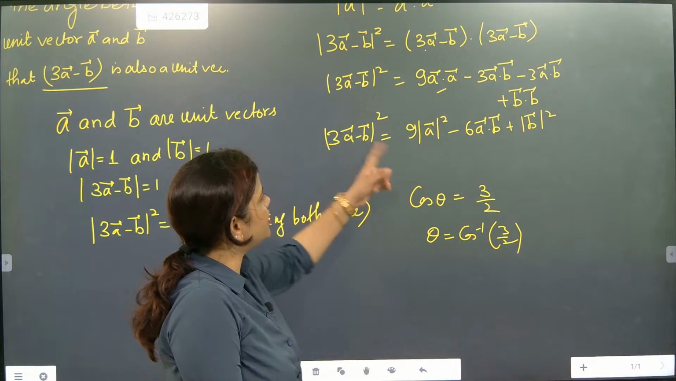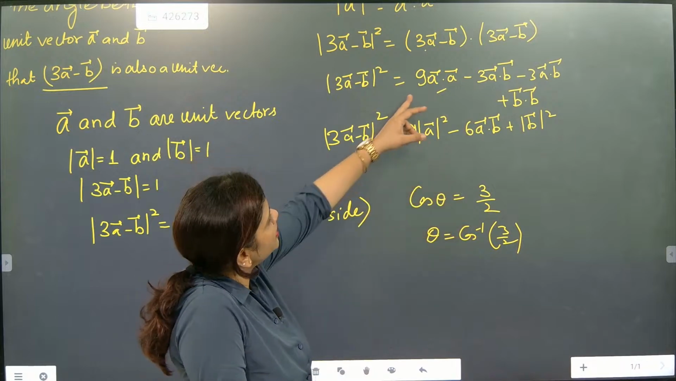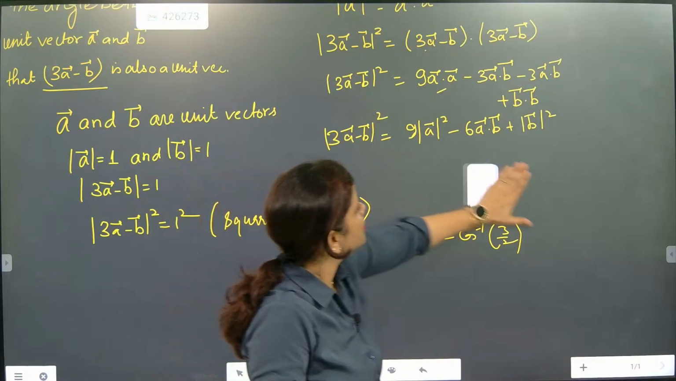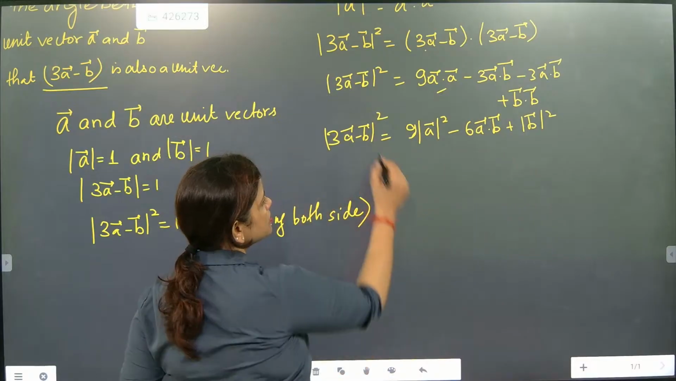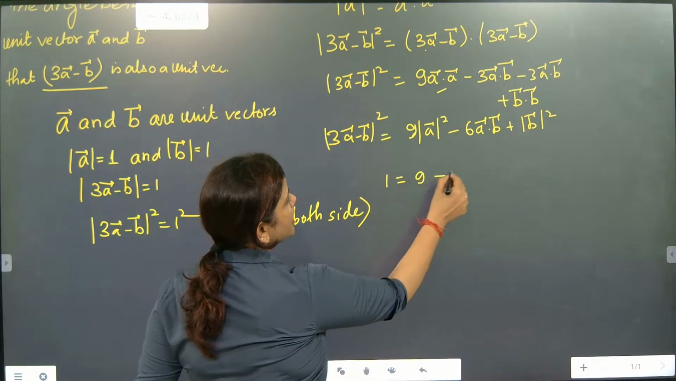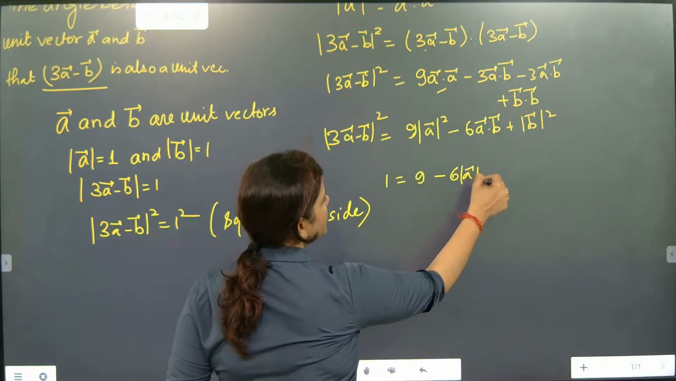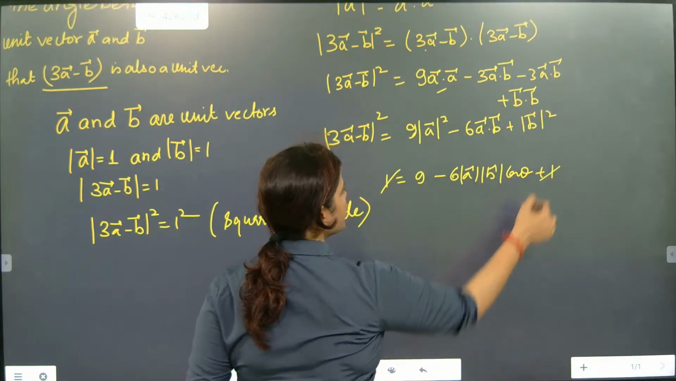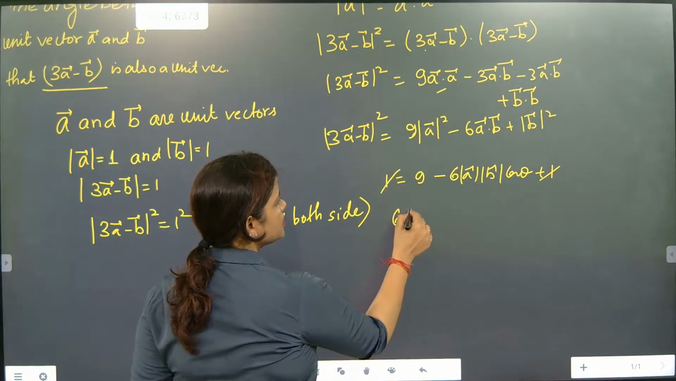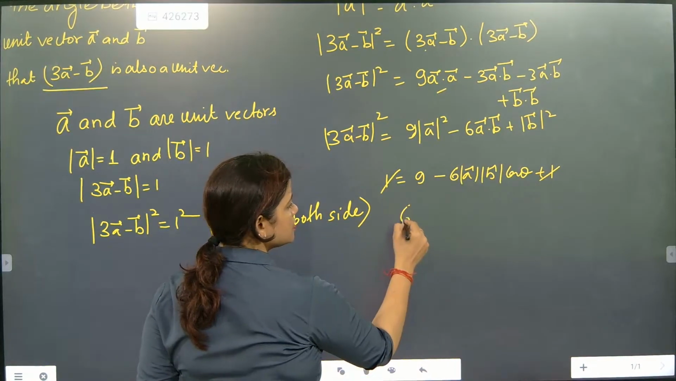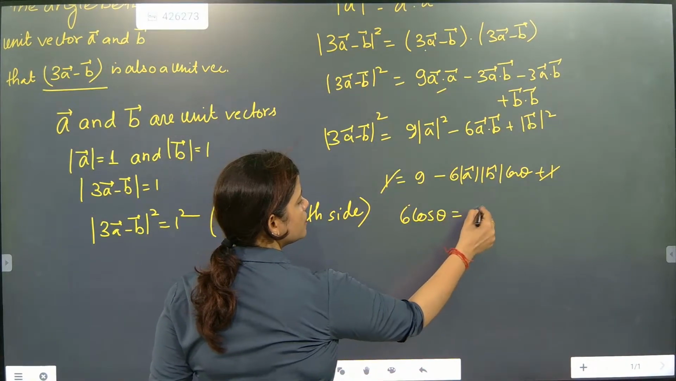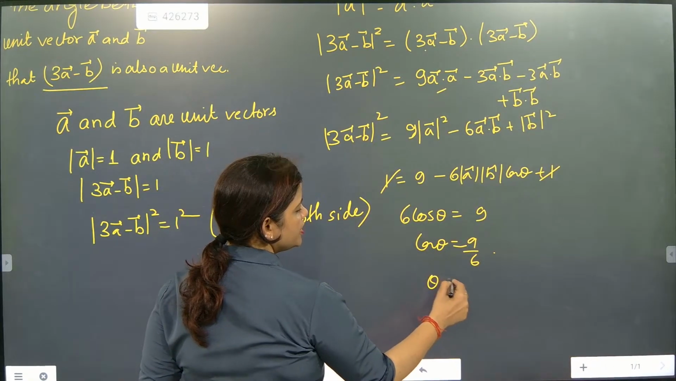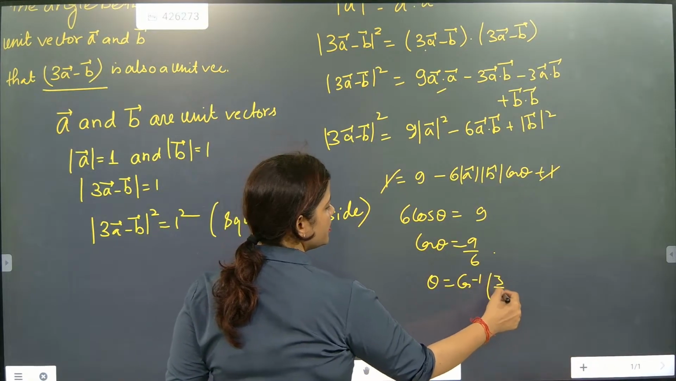See, previously also we did that, beta. We substituted 1, 1, 1. Once we substituted, these values are coming as 1. So this is coming as 1 is equal to 9 minus 6 magnitude of A, magnitude of B cos theta plus 1. So this and this got cancelled. 6 cos theta is equal to 9. So cos theta is equal to 9 by 6. So theta is equal to cos inverse 3 by 2. Absolutely correct.